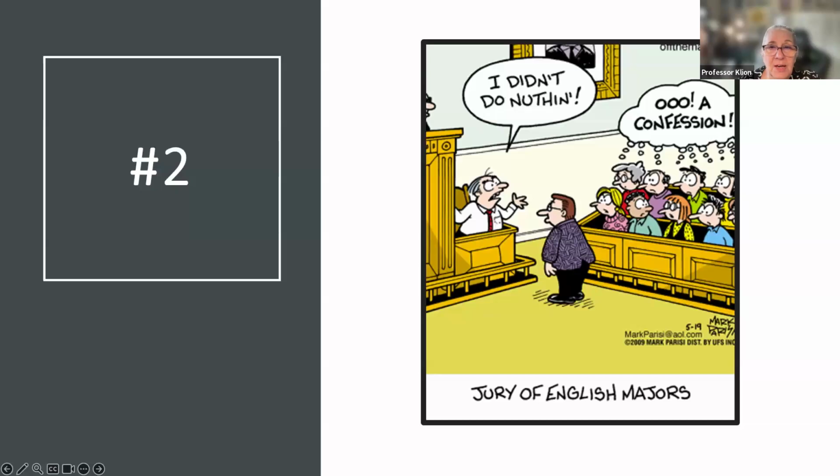Number 2 is using double negatives. You don't want to use a double negative. So here, I didn't do nothing, a confession, because I didn't do nothing means I did it. But other double negatives, not uncommon. Just say common. Failed to show inability, which would mean showed ability. Not incapable. Well, why don't you just say capable? Much clearer and less words.